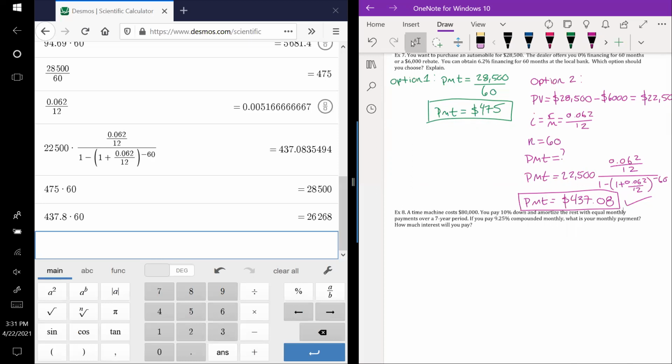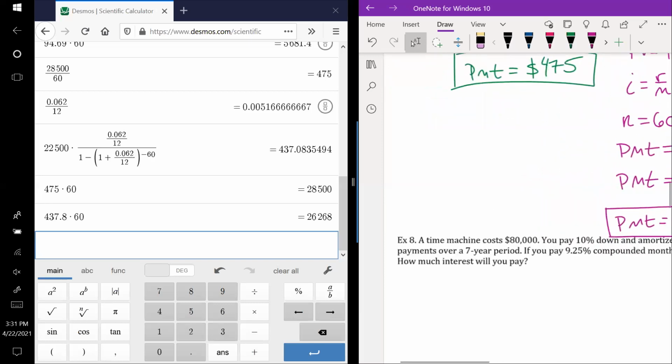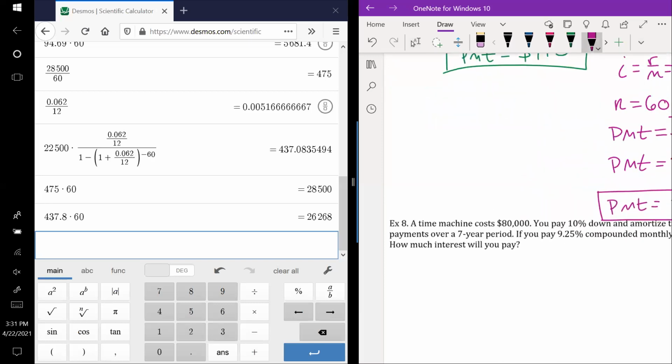All right. So let's put together what we know. First off, the present value of our time machine is $80,000. But then we are going to pay 10% down. So we know that 10% of 80,000 is 8,000. So here's our 10%. So we're going to be paying 72,000 for this time machine.